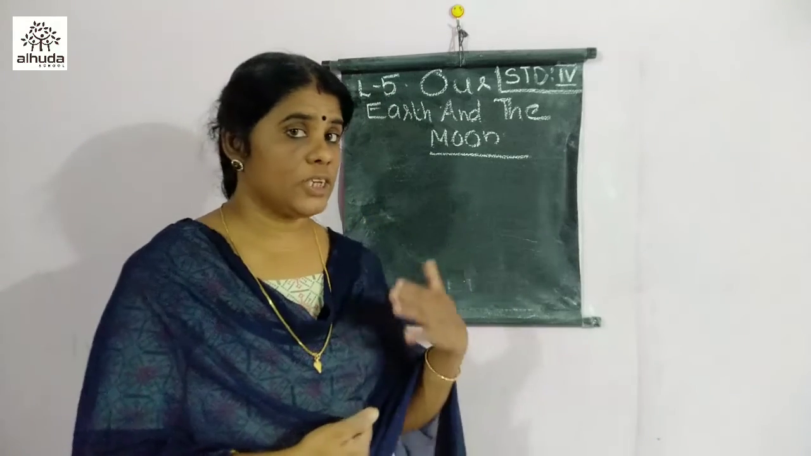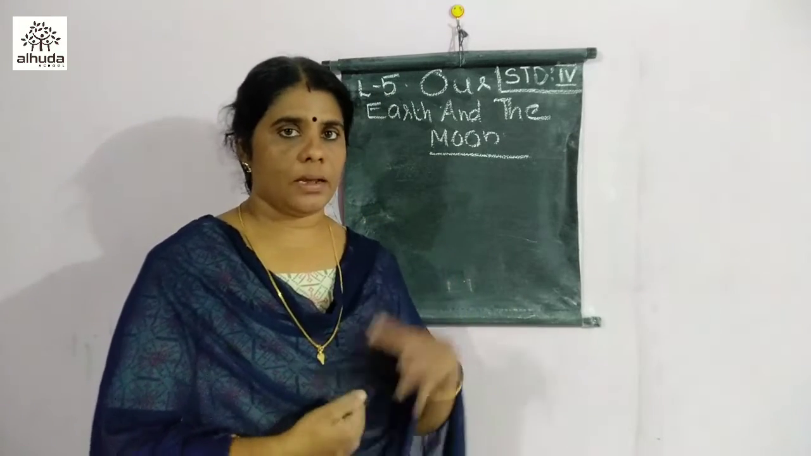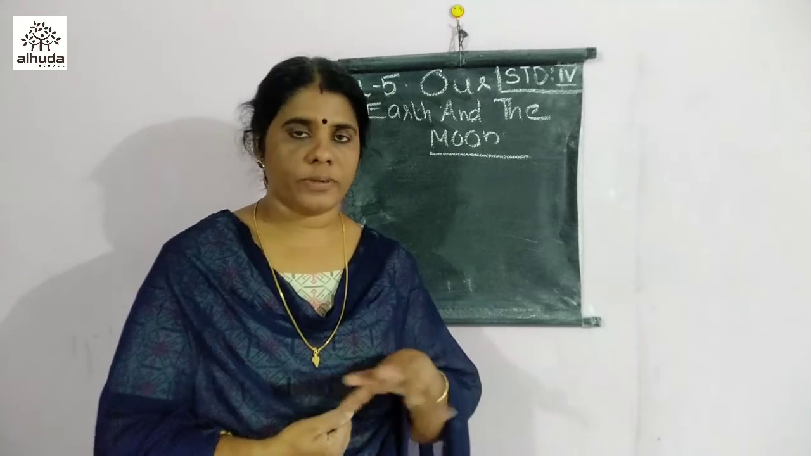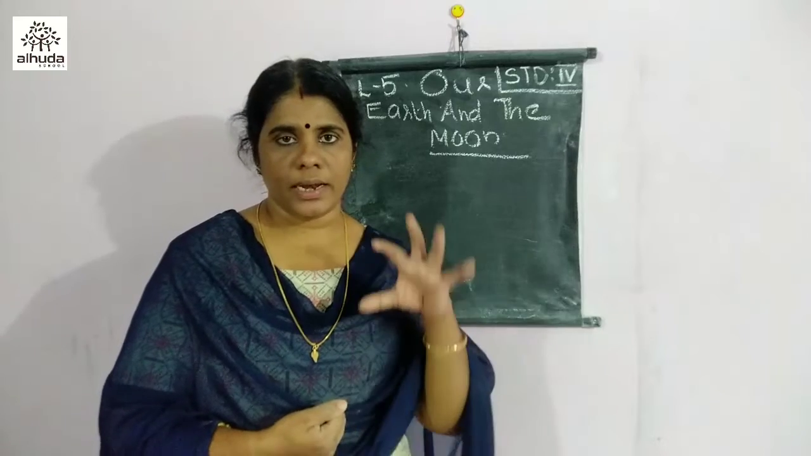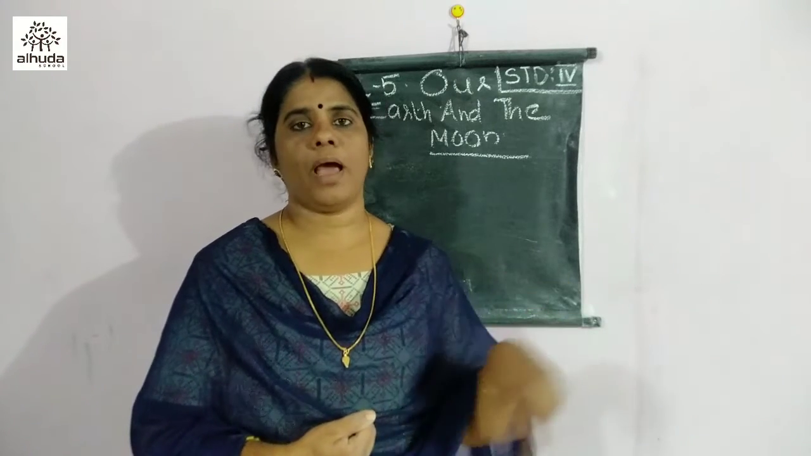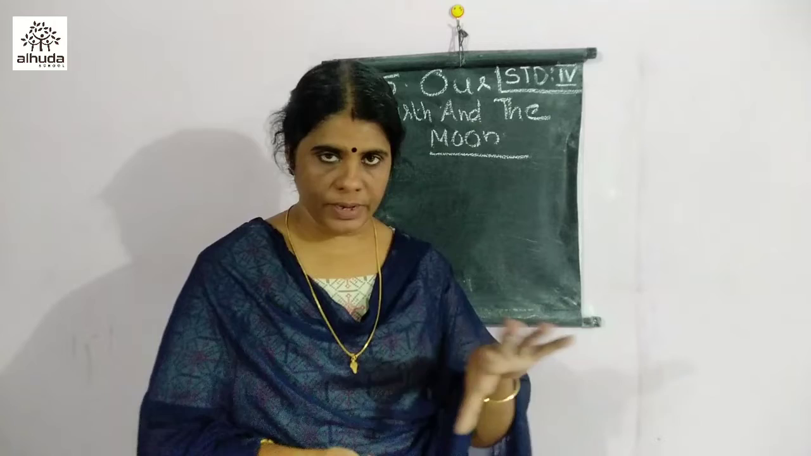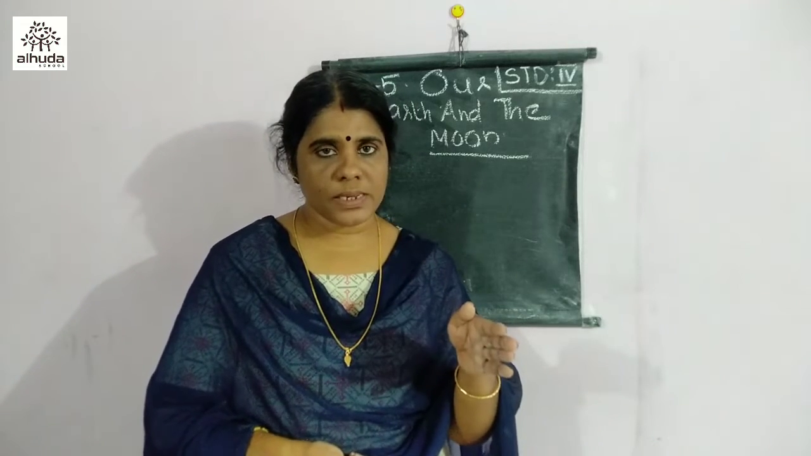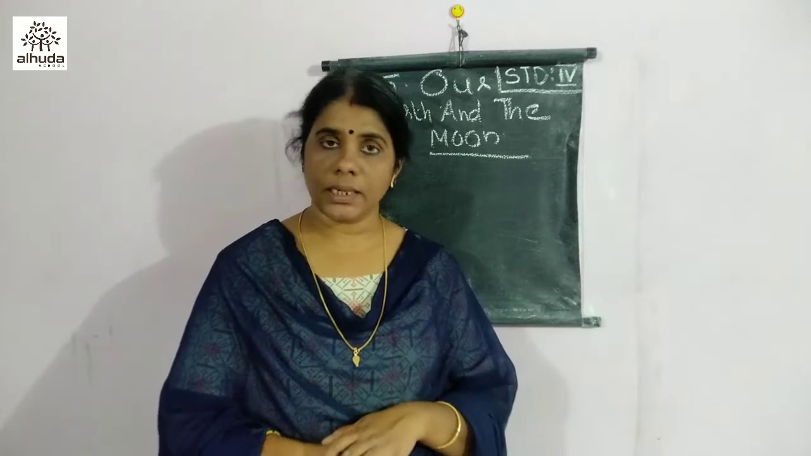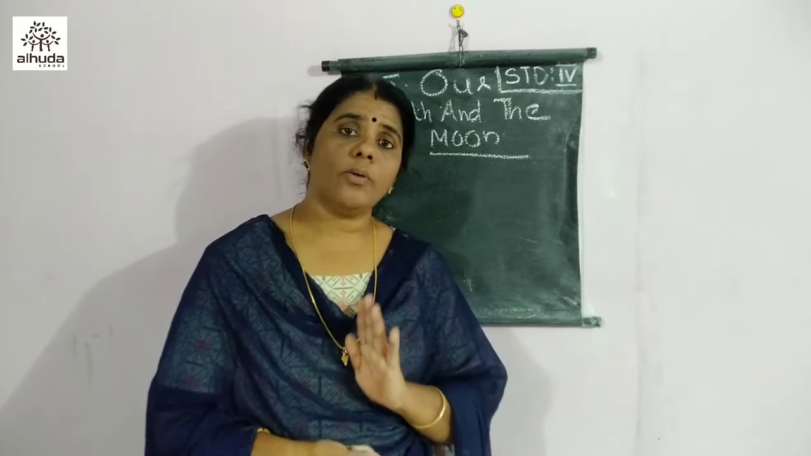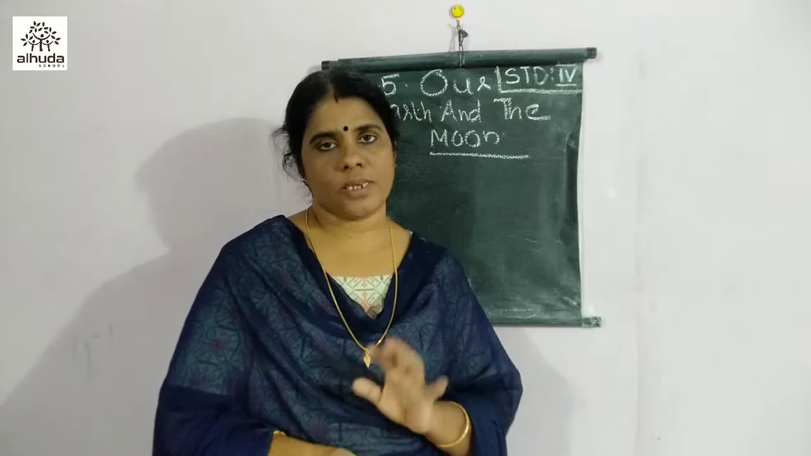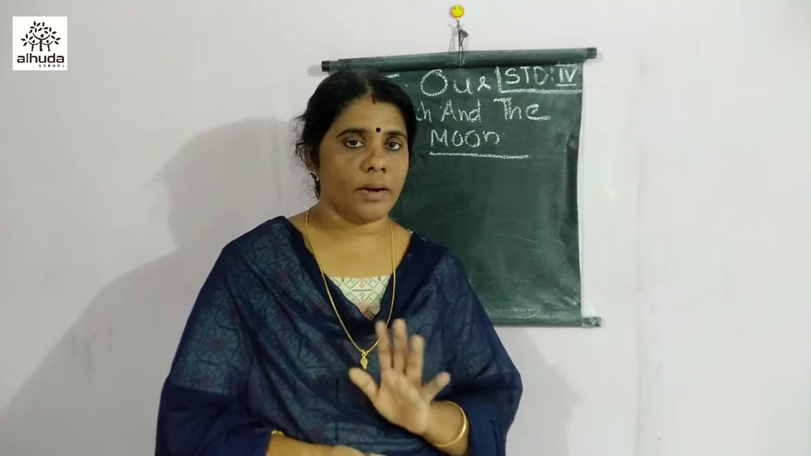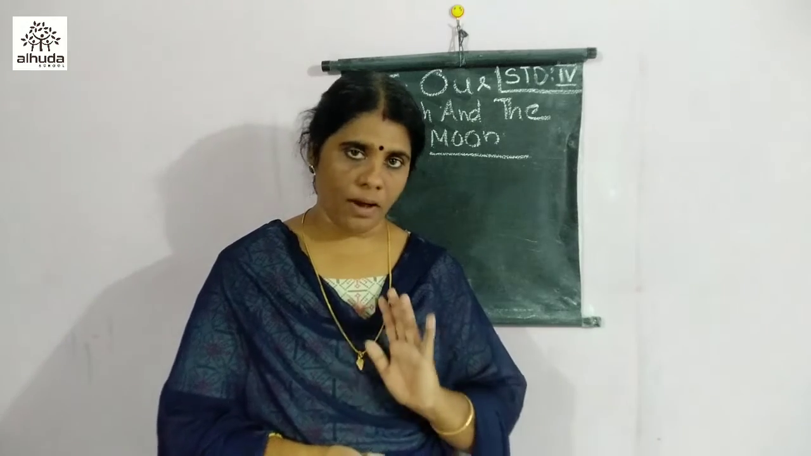Solar system is in which galaxy? Milky Way. In that Milky Way, the solar system is our group of stars and planets, and the sun is at the center, and the planets and satellites are revolving around it in a fixed path called orbit. From the sun, Earth is at the third position. The Earth is the only planet in the universe where life exists. We call it Earth, our planet.